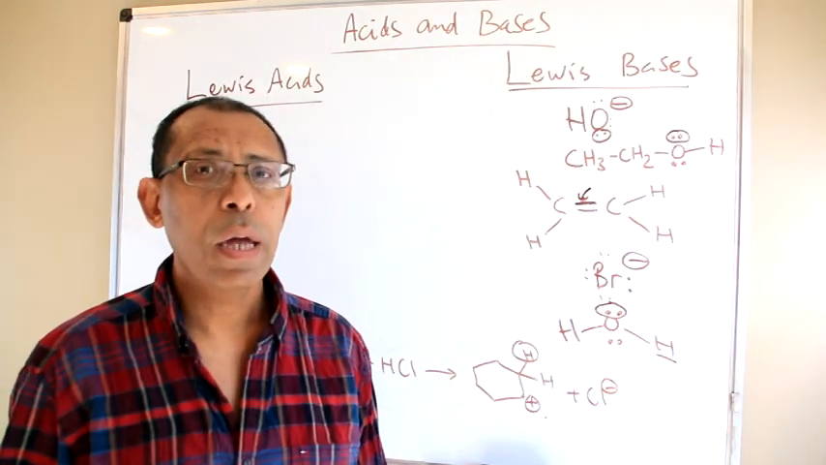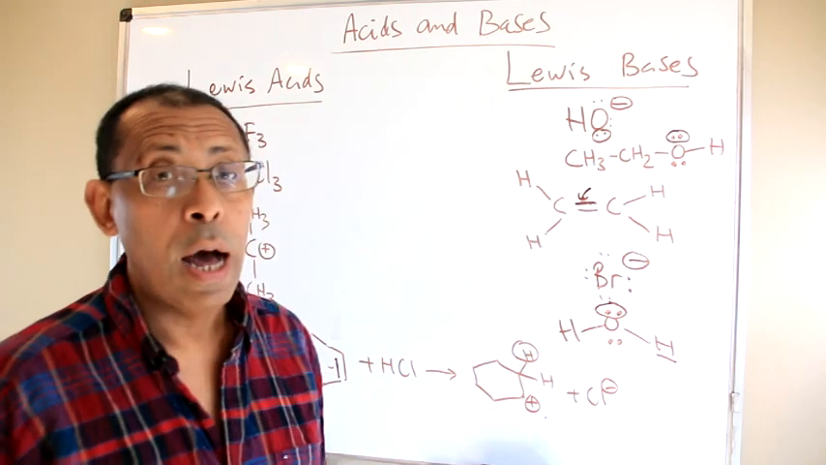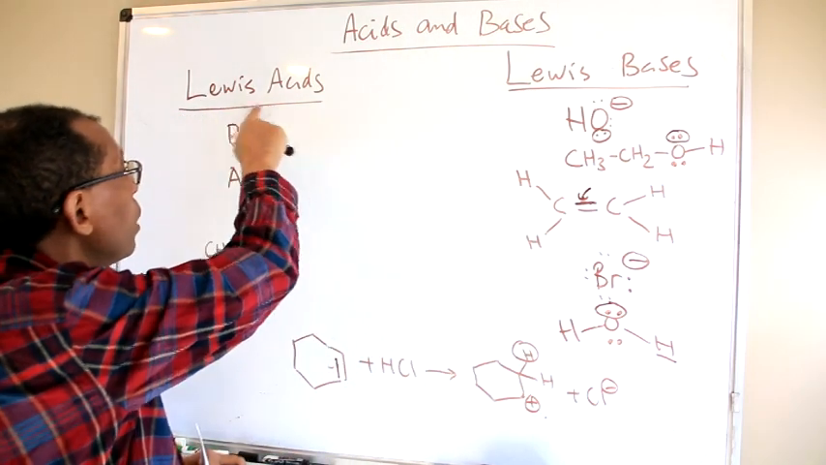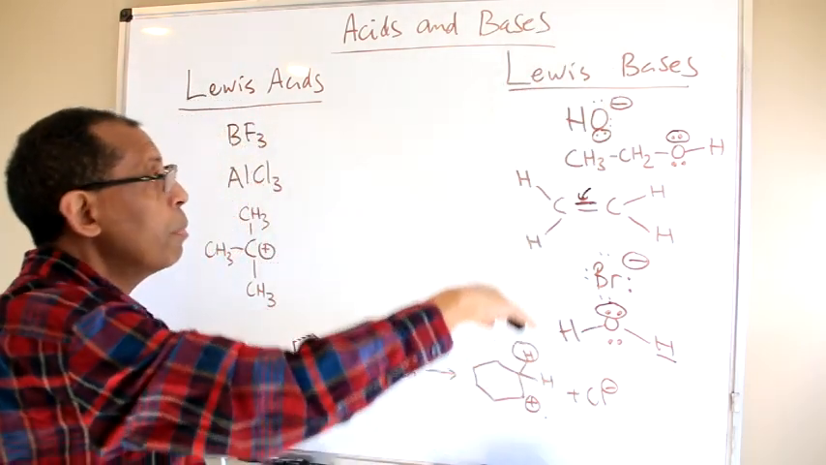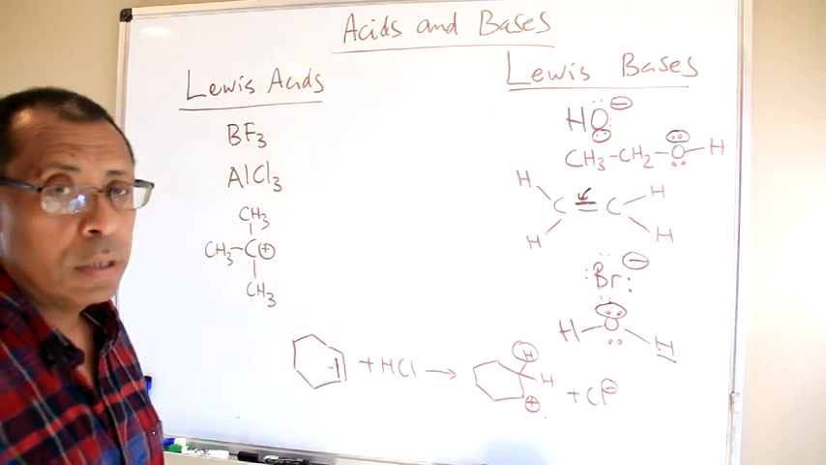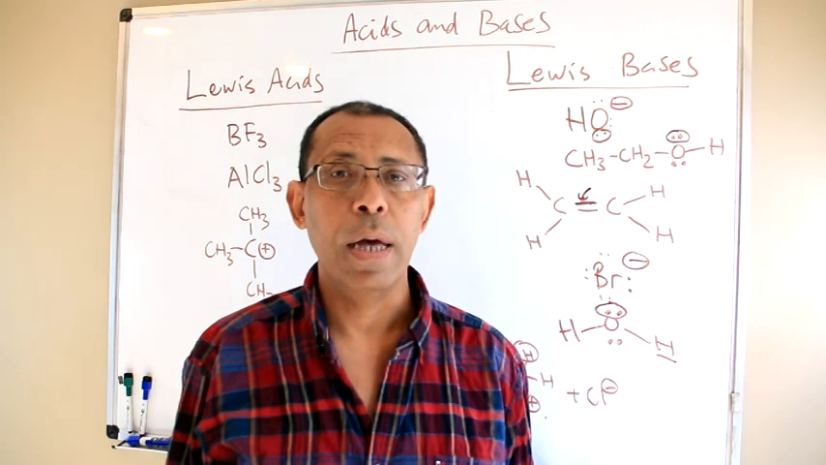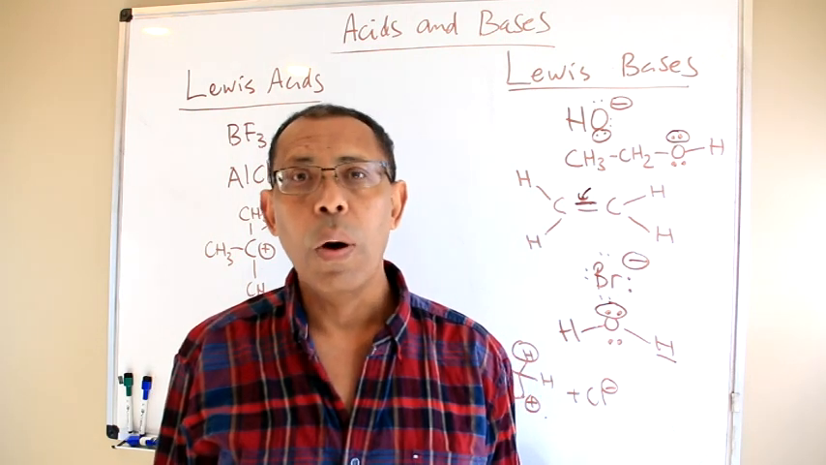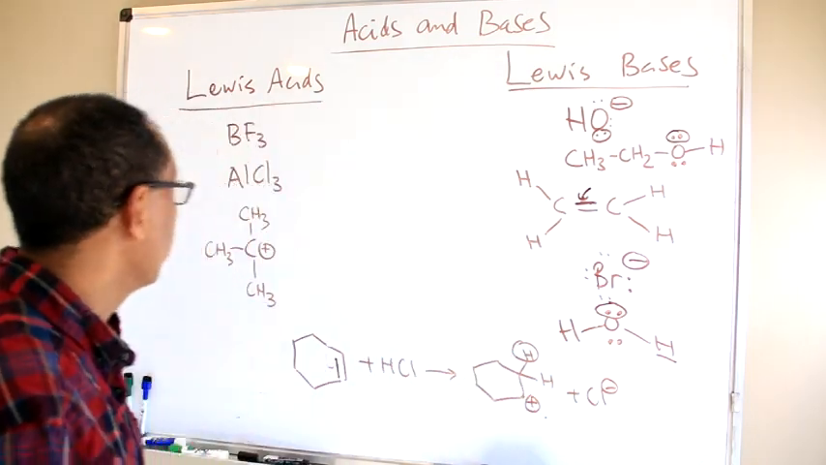Now, by expanding our definition for acids and bases, there are definitions of a Lewis acid, for example, and Lewis bases. So these are examples of Lewis bases. These are examples of Lewis acids. In general, a Lewis acid is defined as a substance that is electron deficient or has a positive charge on it. Let's see each one of them.